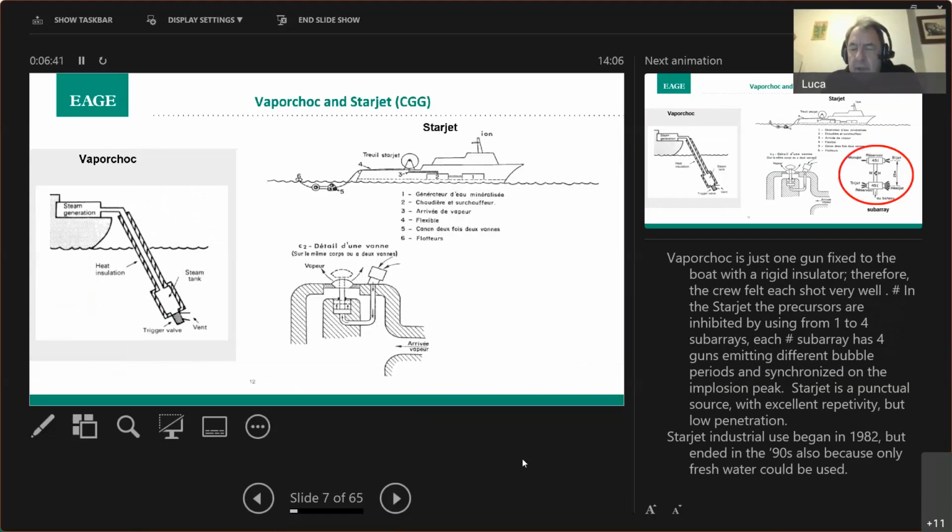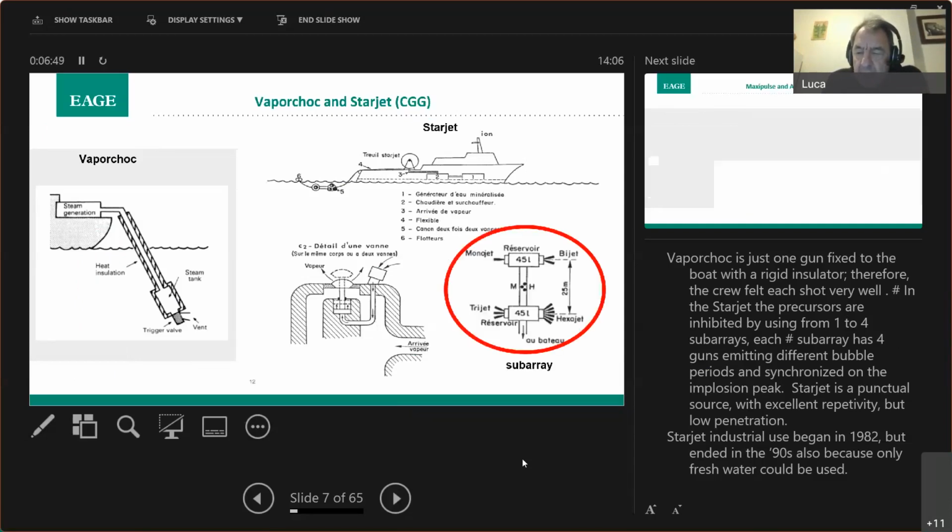In the starjet, the precursors are inhibited by using from 1 to 4 subarrays. Each subarray has 4 guns emitting different bubble periods and synchronized on the implosion peak. Starjet is a punctual source with excellent repeatability but low penetration. Starjet industrial use began in 1982, but ended in the 90s, also because only fresh water had to be used for the source.